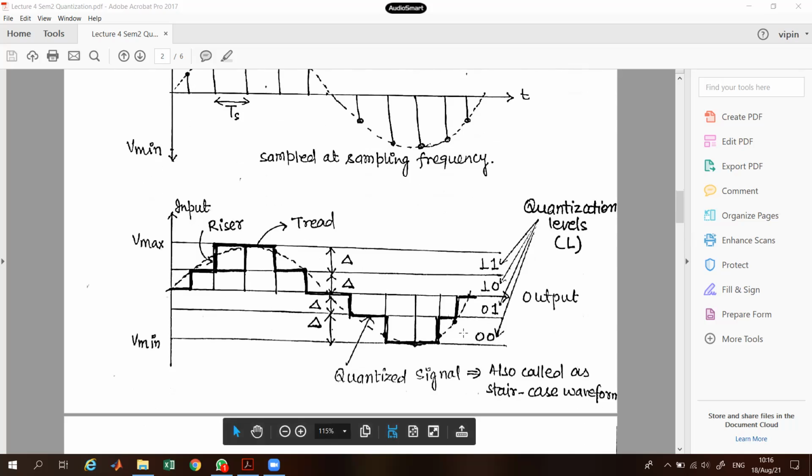So let's say I'm defining my V minimum as 0 0. The next level is considered as 0 1. So basically if the amplitude levels are within this range, on the negative side, then we will consider this as 0 0, if we are representing the signal by 2 bits only. Then the next level here is considered as 0 1, this one as 1 0, or you can say 0, 1, 2, 3 are the levels which are defined. So this is the quantized signal, or we can say the staircase waveform.